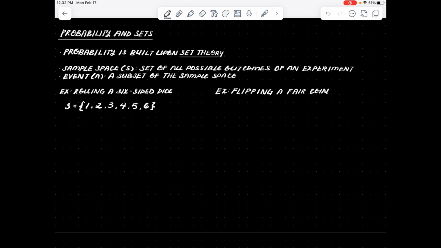Let's also take a second example where we're flipping a fair coin. If we're flipping a coin, the coin can either land on heads or tails. So we define that as our sample space.